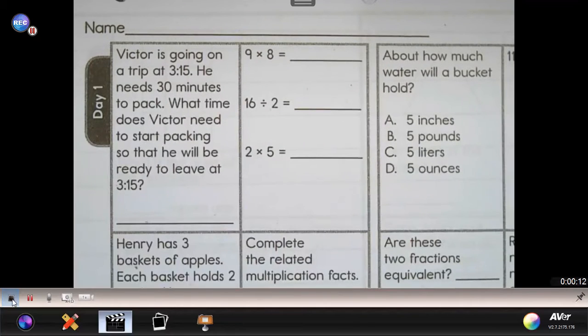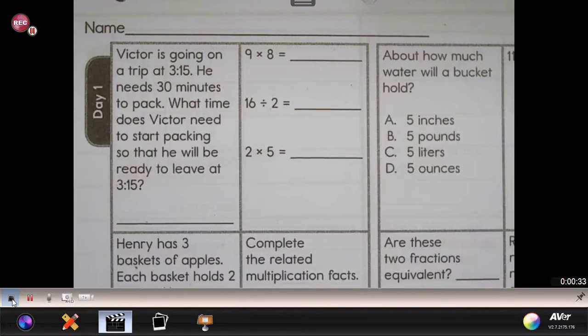So let's go ahead and take a look at our DMA for today. We are going to take a look at our first problem, which is a time problem. And this is called elapsed time. Elapsed means time that has passed. So again, elapsed means time that has passed or gone by.